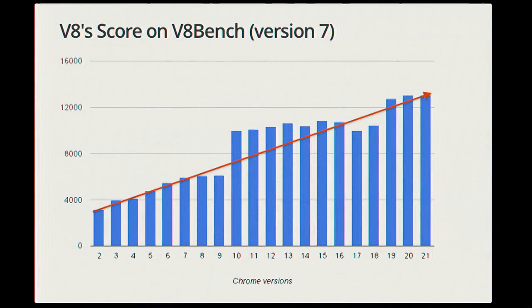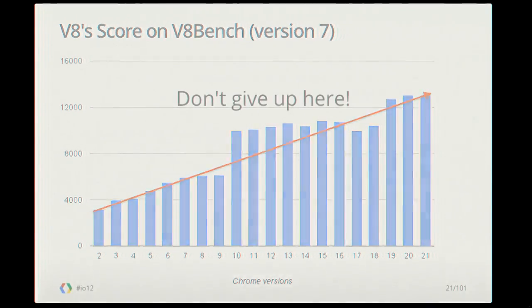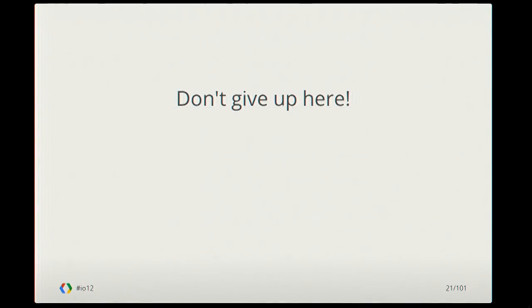I'd like to show you how V8 has improved since Chrome came out. This is the V8 score on the V8 benchmark, version 7. And you can see that it's gotten a lot better since we launched Chrome. And we're now at the position with V8 that we can actually make a comparison against the performance of C and C++ code. You can expect to be in the ballpark for certain code. So don't give up here.